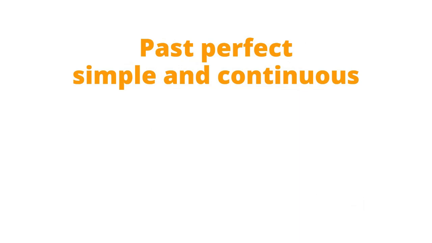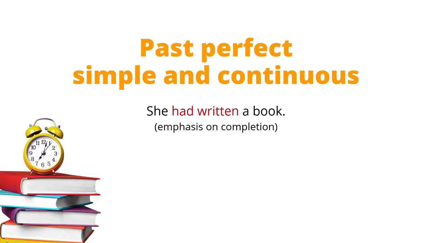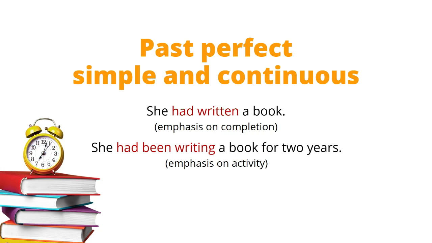Now let's look at the past perfect in simple and continuous forms. She had written a book. So that is something that had started before that time in the past. But we can emphasize the completion by saying she had written a book. Whereas if we do the continuous form, again our emphasis is more on the activity. So she had been writing a book for 2 years.